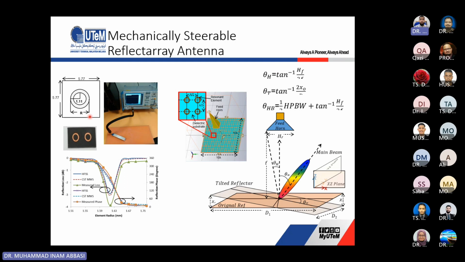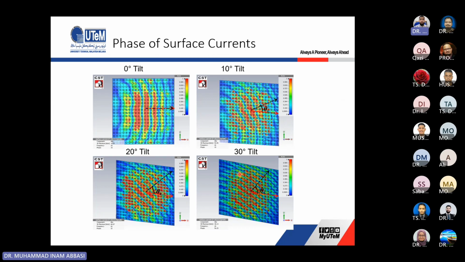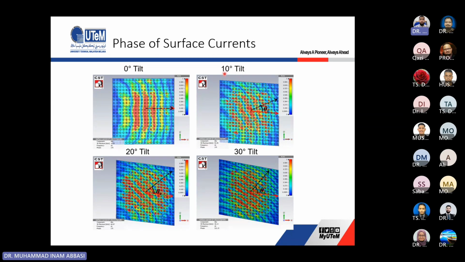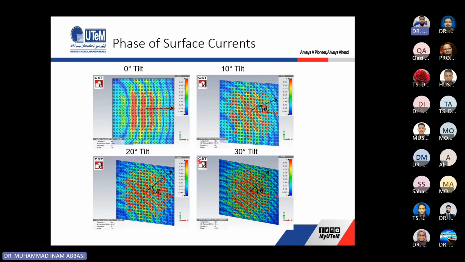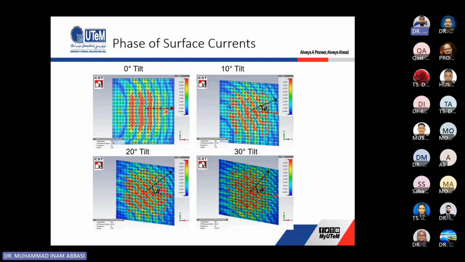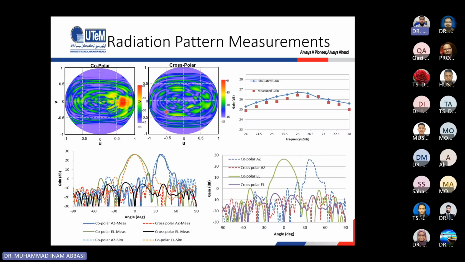When we wanted to do the active design, or mechanical steering, what we did is steer this beam from one angle to another. For that, we have to make sure that our design is symmetric, and that when we steer the reflectarray, it doesn't affect the required phase of each of the elements. It will affect it slightly, but not too much. So we did different tilts, from 0 to 30 degrees, and we can see the surface current distribution like this. That will give us the beam steering that I will show in the next few slides.